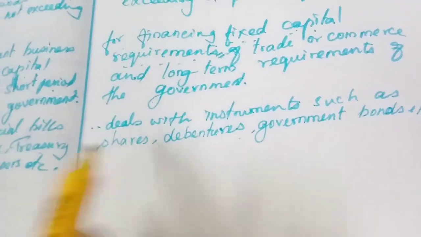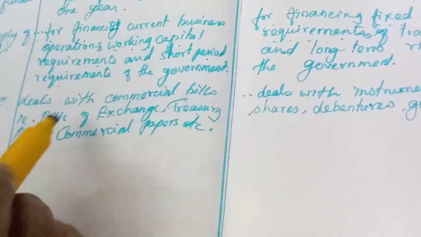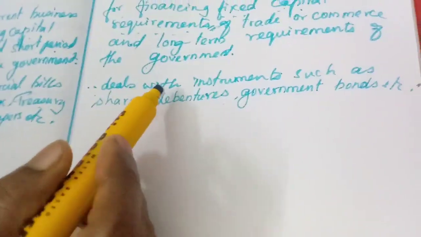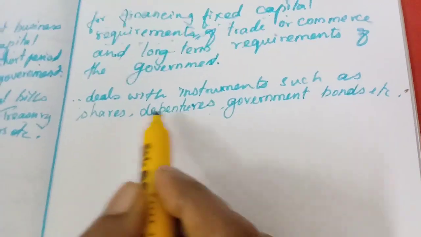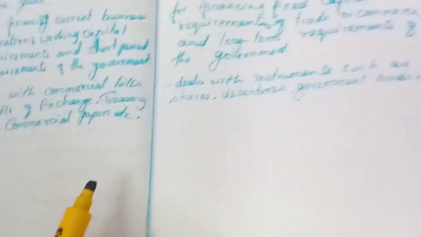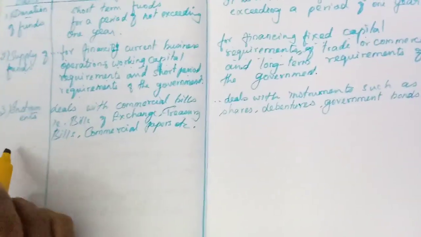Understand? So, money market deals with commercial bills such as bills of exchange, treasury bills, commercial papers, etc. But capital market deals with instruments such as shares, debentures, government bonds, etc. All these points are easy, I think. You might have understood. Listen carefully now.